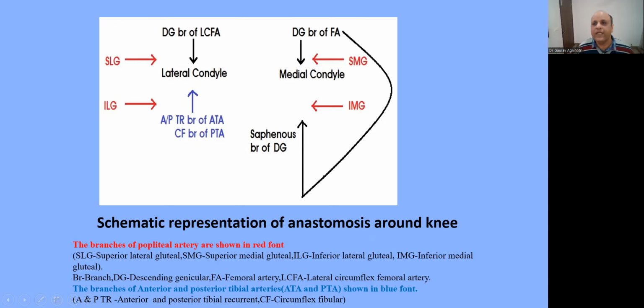So this was about the anastomosis around the knee joint. You should have an idea which vessels are forming the anastomosis around the knee joint, and describe the anastomosis around the knee joint like this: above the lateral condyle, below the lateral condyle, above the medial condyle, below the medial condyle, how it is formed by union of different arteries. Practice this flow chart, draw it in the examinations, it will be useful.